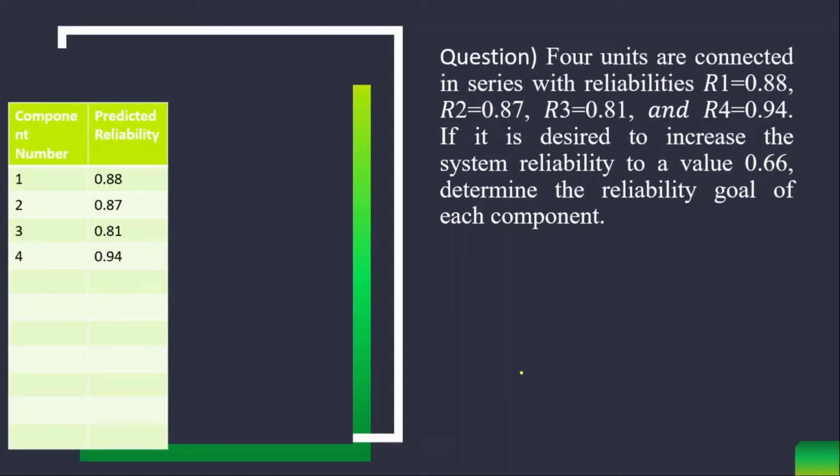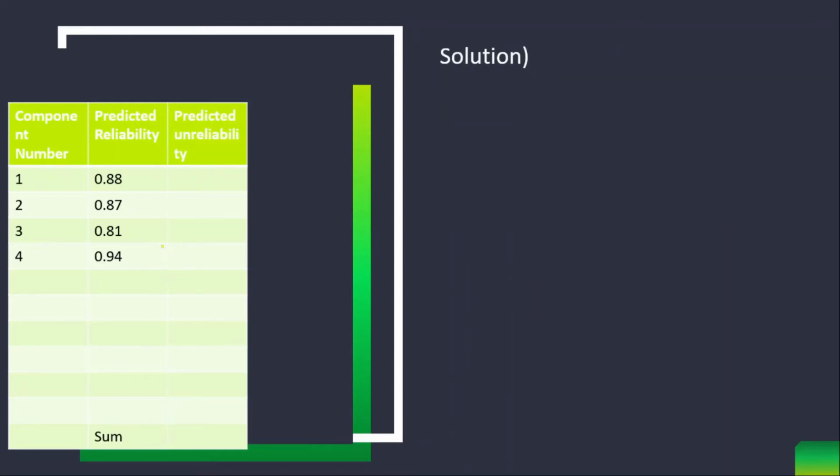So this is the given data. Component-wise, the predicted reliability is shown here. Now we are going to find the reliability goal of each component. For that purpose, we have to find the predicted unreliability. In the proportional method of reliability allocation, what are we assuming? We are assuming that if the given reliability is very large, we can easily find the lambda value, because R of t equal to e raised to minus lambda t, which is almost equal to 1 minus lambda t because the reliability is very large.